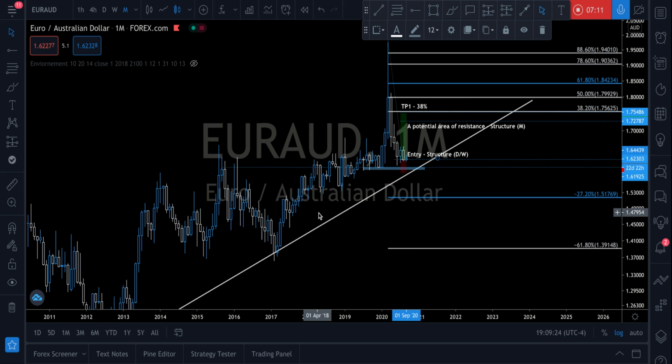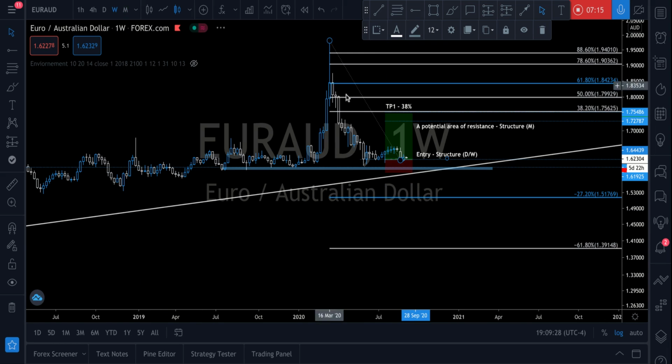So if we're looking for a long, we're actually going to be longing with the trend from the monthly weekly time frame, which means we have a potential possibility to get a lot of pips. So keep that in mind. Be smart with this using trailing stops.